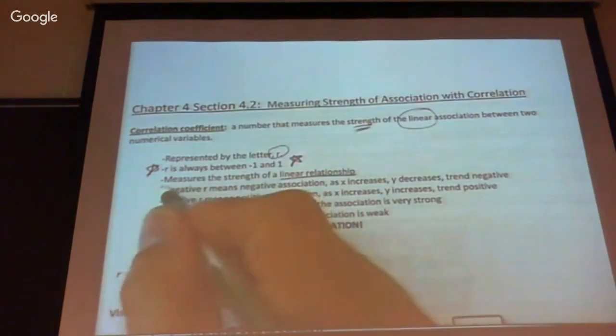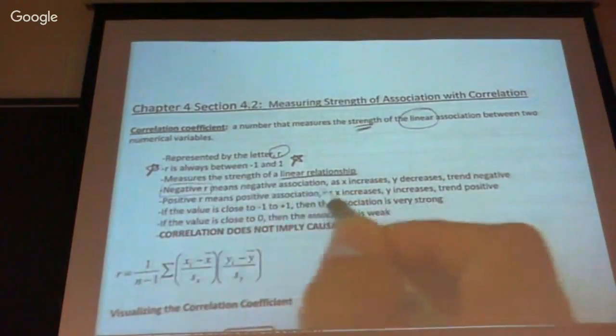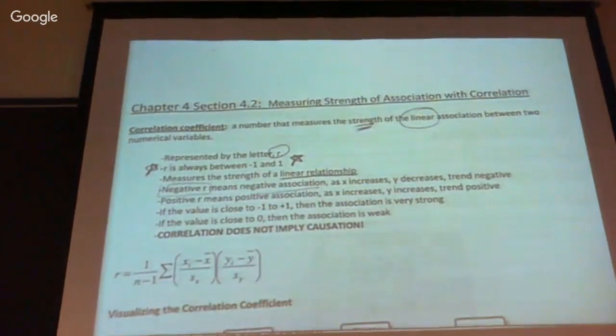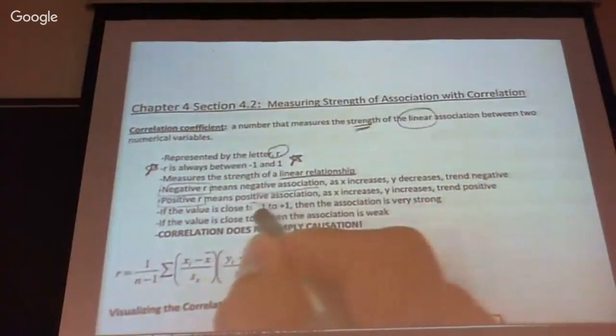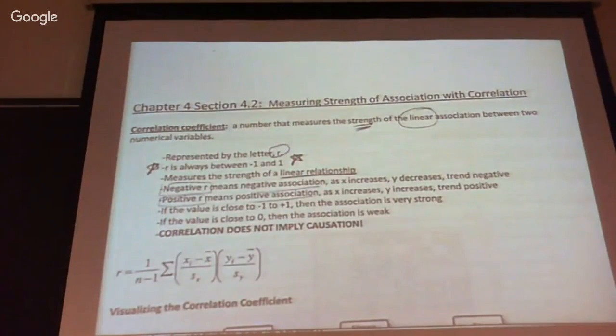If your correlation number is negative, it's because you have negative association. If your correlation is positive, that means you have positive association. So if your dots are going downward, left to right, you're going to get a negative correlation. If your dots are going upward, left to right, you're going to get a positive correlation. The positive or negative directly relates to whether it's going up or going down.